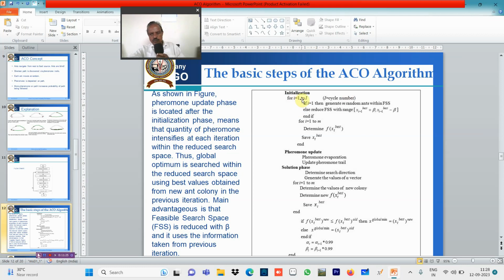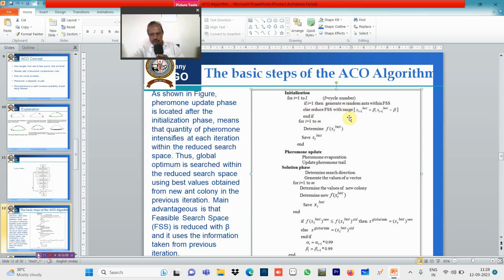So for i equal to 1 to I maximum, i is the cycle number, the number of cycles. Okay, if i is equal to 1, then generate m random ants within the FSS. The feasible search space FSS is given here, you can check it. Now what I am telling is, if i is equal to 1, then generate m random ants within that feasible search space.